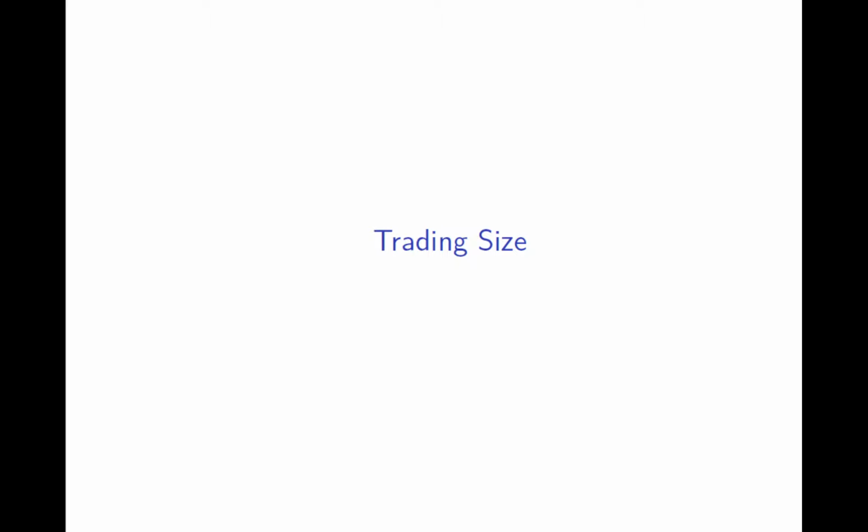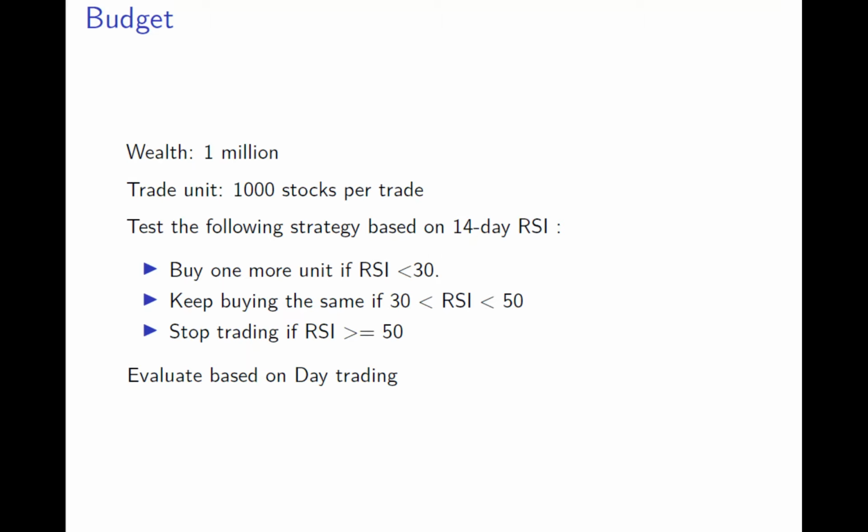To incorporate that, you need to consider portfolio, consider how much money you have, and see the return based on how much money you're investing. So consider with $1 million, each time of trade, you trade 100 stocks and buy. A trading strategy is based on 14-day RSI. If buying one more unit, okay, is an RSI below 30.